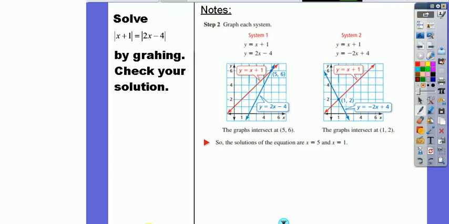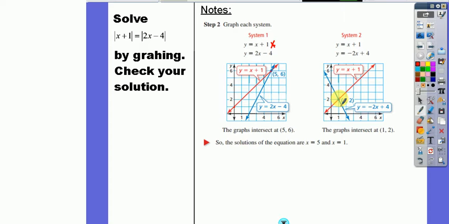So here you have both of those systems, system 1 and system 2, graphed for us. We have x plus 1, which is seen in red here. The lines y equals 2x minus 4 graph has an intersection point at 5, 6. And then we have the line y equals negative 2x plus 4 graph, so we have this intersection point at 1, 2.